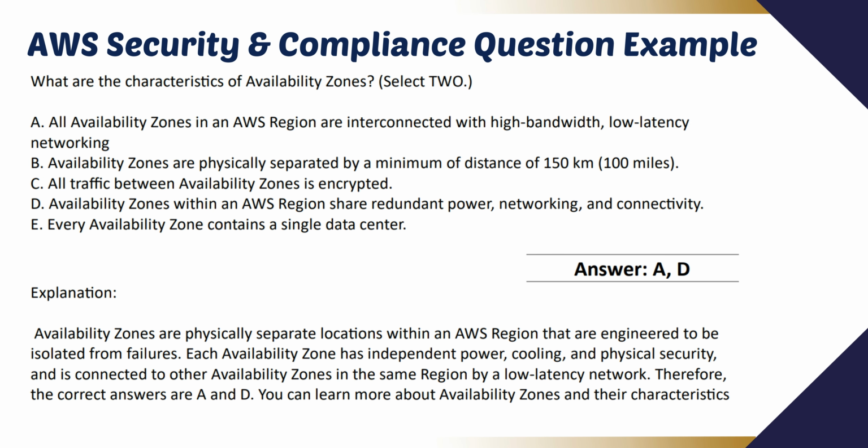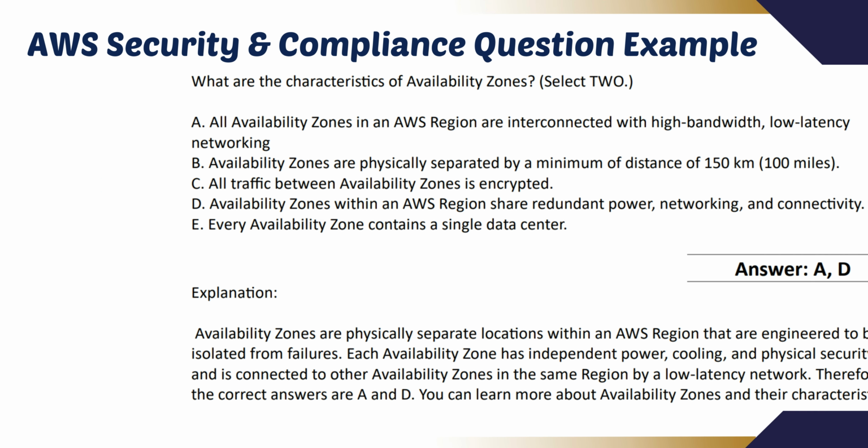Security and compliance questions cover AWS infrastructure and best practices. Availability zones are designed for redundancy and are connected with low-latency networking for high availability.